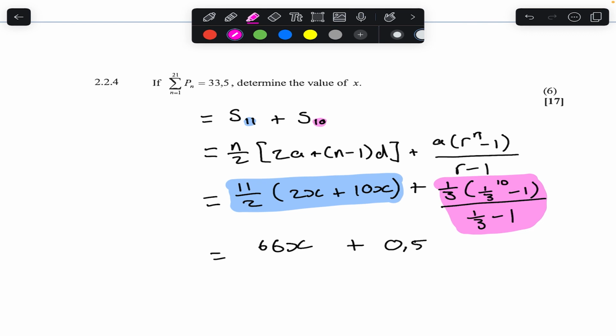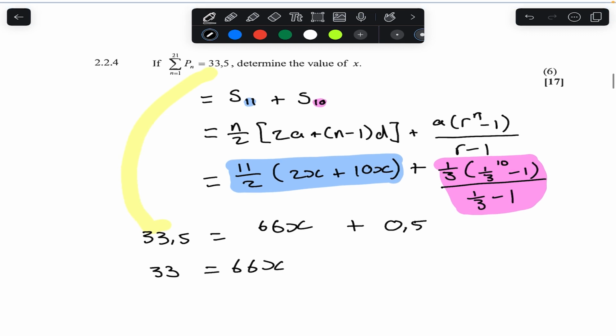All right, so if I then add that, I need to remember that this is all equal to 33.5, because they say that the sum of all of this is equal to 33.5. So now I can solve this by saying that 33 equals 66x, and now I can say 33 divided by 66 equals x, therefore x is equal to a half.